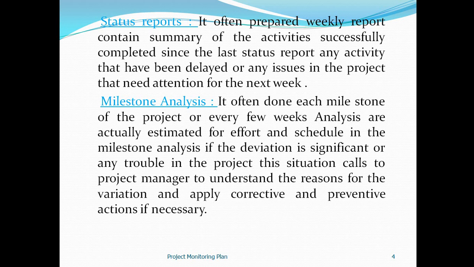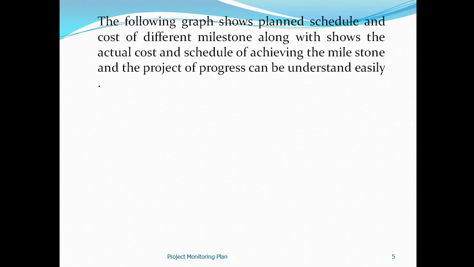And the third way is milestone analysis, which is done every few weeks, and it estimates the project effort, schedules, etc. If there are any deviations or trouble in the project, this situation is brought to the project manager to understand the reason for the variation and the trouble, and he will take corrective and preventive actions to avoid the situations.